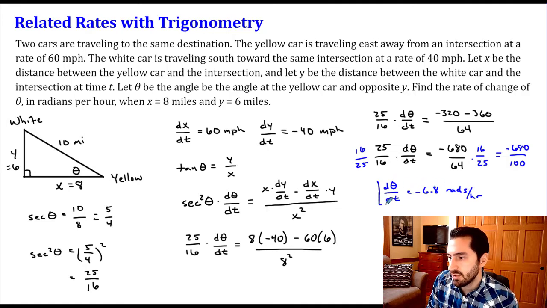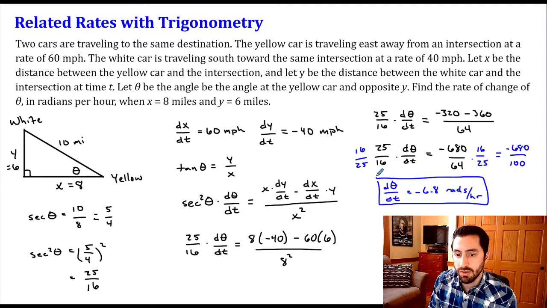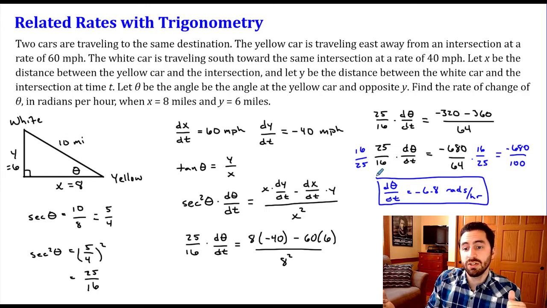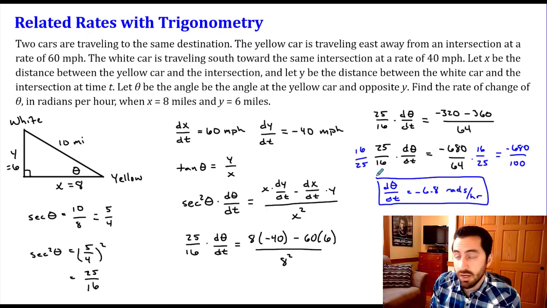So here's our solution. Our rates of change are directly tied to each other. In this case, we have 3 rates of change. We have the rate of change for the white car, the rate of change for the yellow car. As the white car gets closer to the intersection and as the yellow car gets further away from the intersection, the angle that these two cars are forming is shrinking. And it's shrinking at a rate of negative 6.8 radians per hour.